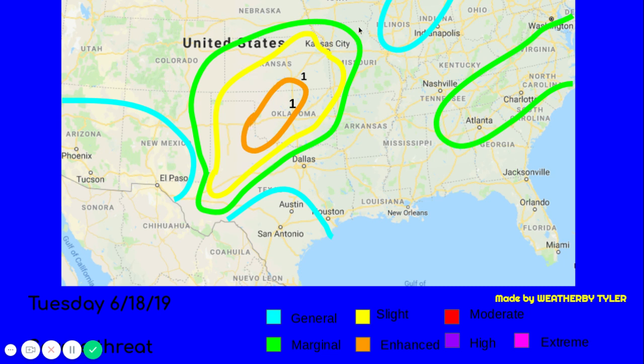Then we have a marginal risk in parts of Kansas City, to the north of Dallas, all the way down through central Texas and parts of the Texas Panhandle, eastern New Mexico, southeastern Colorado, and northwestern Kansas, and parts of southern Nebraska. You have a marginal risk. And then parts of the Texas Panhandle, all the way down to almost the New Mexico border, you have a slight risk, all the way down here where my cursor is.